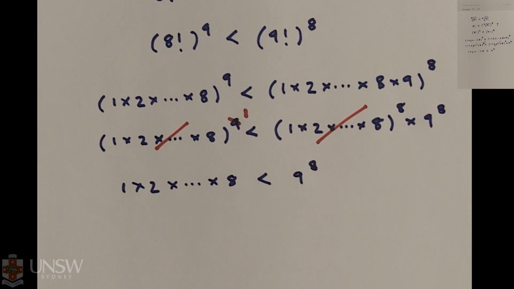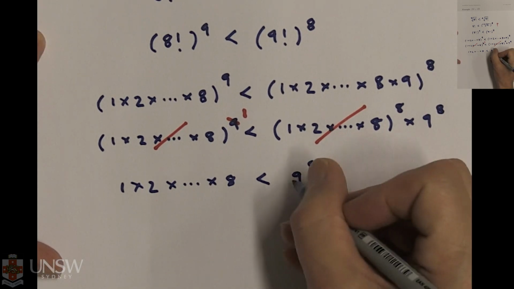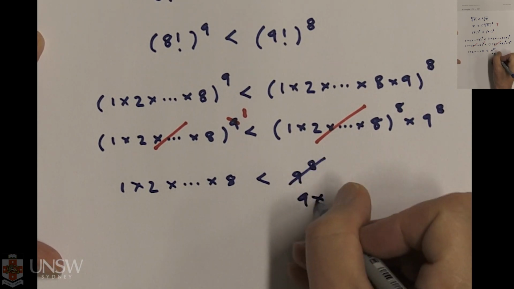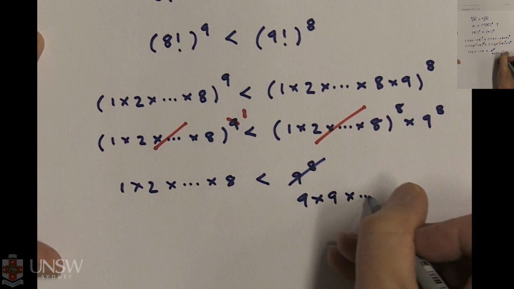What does that 9 to the 8 mean? Well, I've got multiplication only on the left-hand side. I've got a power on the right-hand side. Again, if we keep the aim in mind, we're trying to relate these two things to each other. So let's write that power as what it means, 9 times, etc.